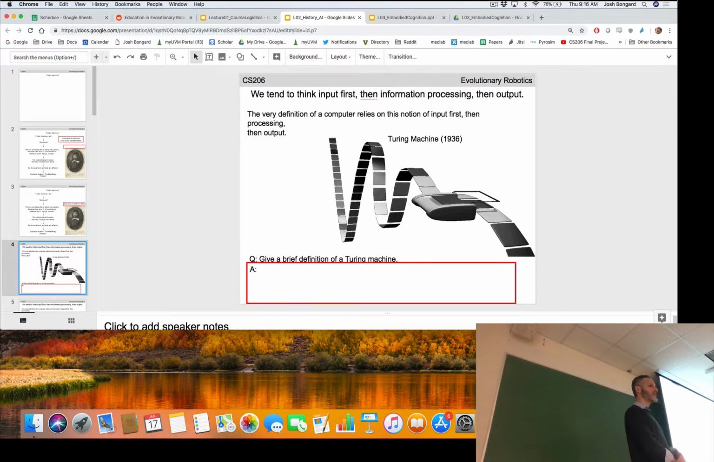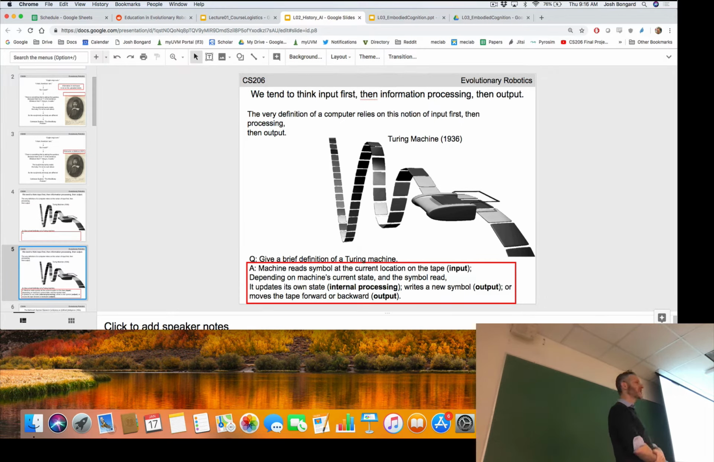Got a lot of computer scientists in the class. It can read, write, erase, and move the tape. It can read, write, erase any symbols that it sees on the tape, and then it can either move the tape or it can move itself along the tape, right? One element missing. It can read, write, erase, move itself. Terminate? Possibly.